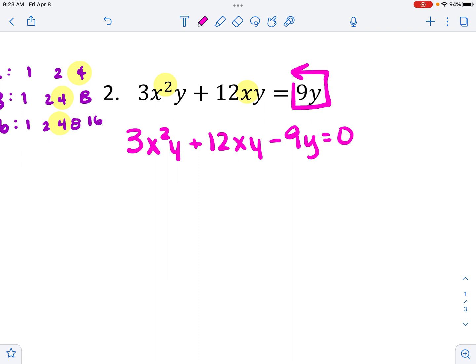Now I have to find my GCF. So if I notice, there is a variable in each term, and that is our y term. So I'm going to take my y out. My GCF is going to be y. And then I can also take out a 3 because 3, 12, and 9 are all divisible by 3. So I'm actually going to be dividing this by 3y. My GCF is 3y.